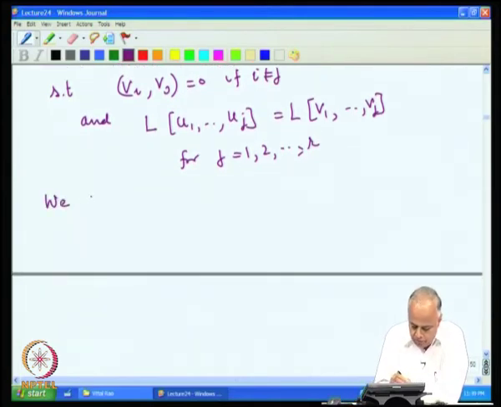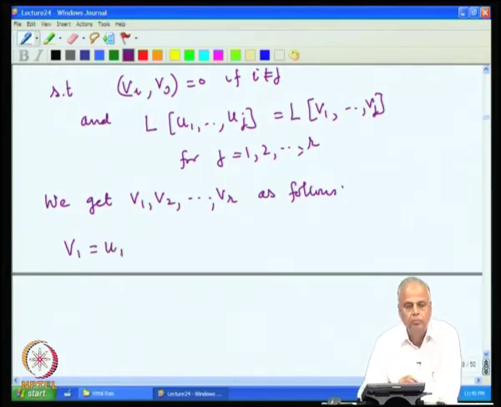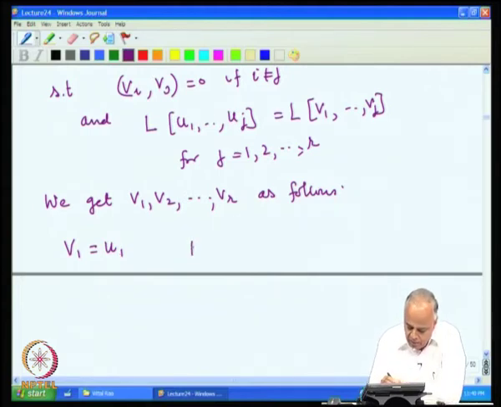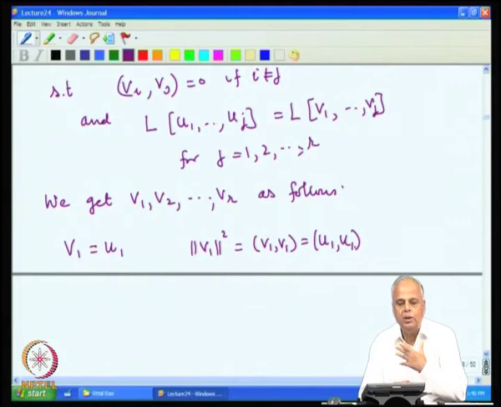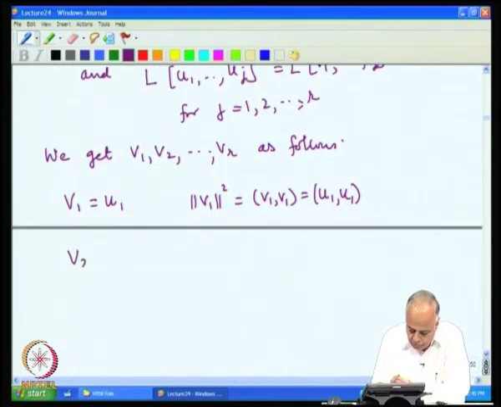So, we get V1, V2, up to Vr as follows. We first define V1 to be just u1. That is the first step. We start with the first given vector, then we find the length of u1 squared, which is V1 comma V1, which is the same as u1 comma u1. So, since u1 is given to us, we know V1. The next step is to go to V2.